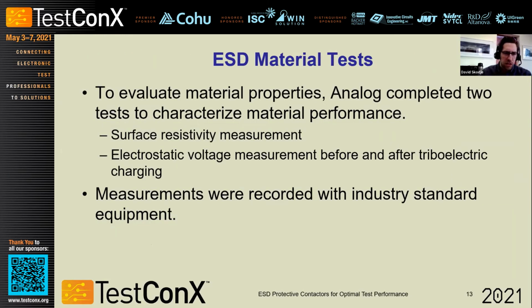So beginning with the ESD material tests, Analog completed this testing for this qualification process. And the two tests, like I mentioned before, are the surface resistivity and electrostatic voltage tests. In the case of surface resistivity, as it sounds, it is the measurement of the resistance on the surface of a material between two electrodes that are placed on that surface.